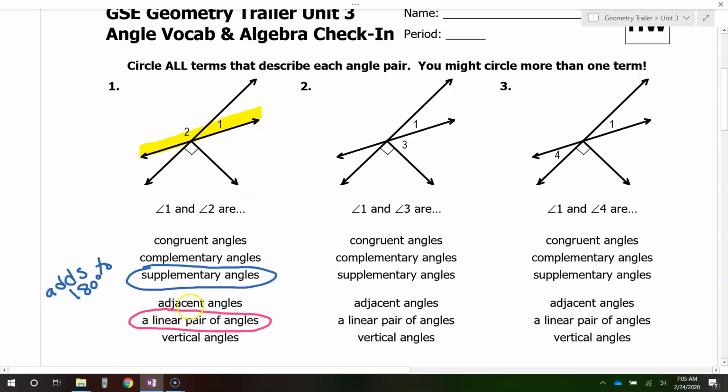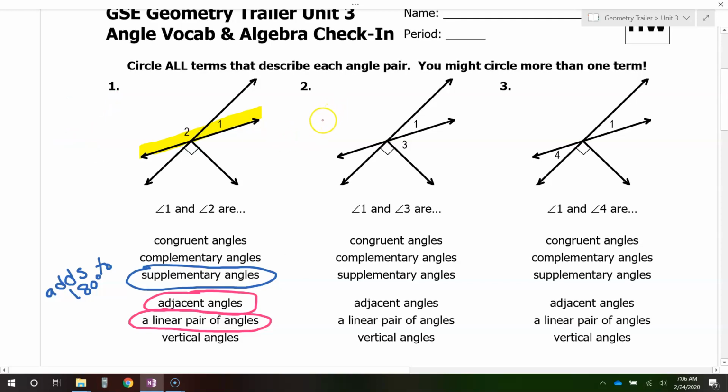Now, the word adjacent means that the angles are sharing a side. You know, they're side by side touching. And so a linear pair is also going to be adjacent. All right, are they congruent? No, they add up to 180, but they don't have to be the same. This one's acute, this one is obtuse, less than 90, more than 90, so they're not congruent. Complementary means that they add up to 90 degrees, so they're not complementary. And they're not vertical angles either. Vertical angles are angles like this angle and this angle.